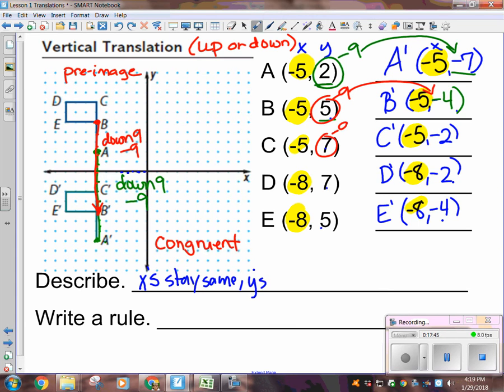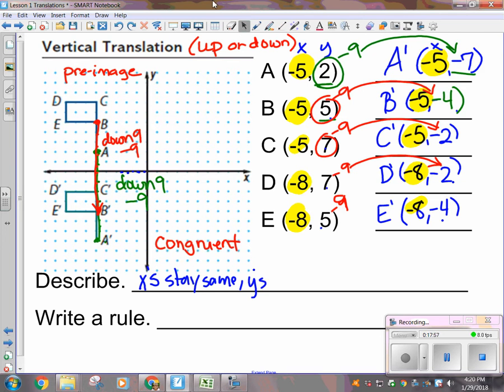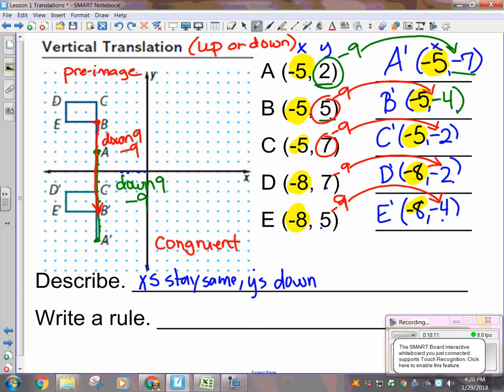If I do the same thing, and if you do a translation, remember, nothing has to change. The size doesn't change. So if I do that to one point, I would need to do that same thing to every point. Okay? So 5 minus 9 takes me to -4. So if I were to finish my description, the x's stayed the same, but the y's went down 9 units.